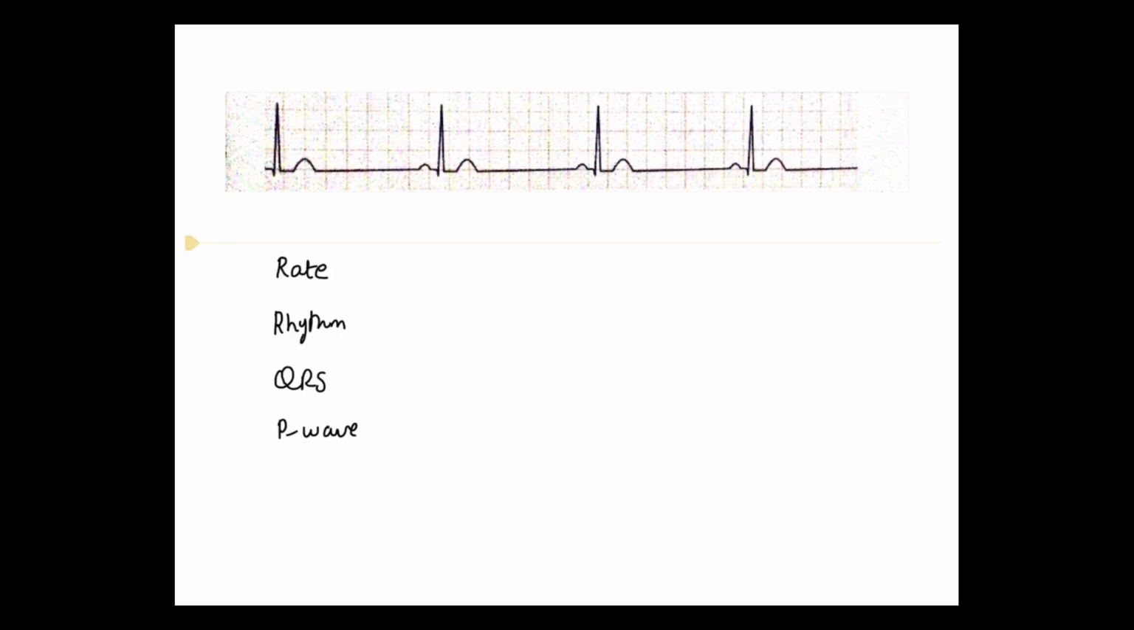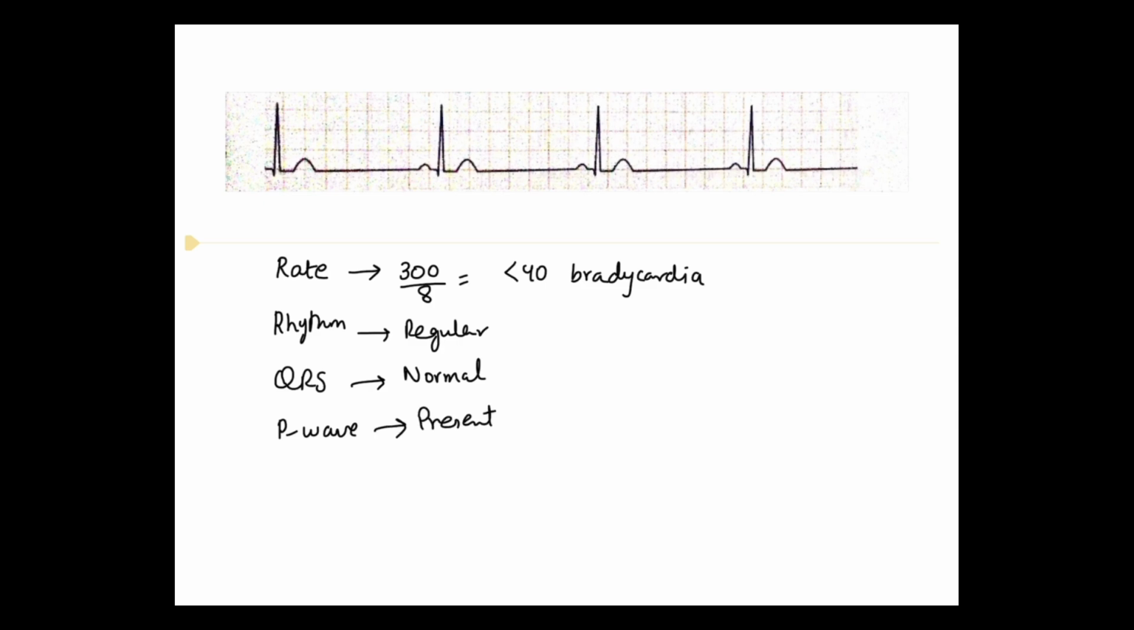Now just take a look at this. We will be doing the same thing. Let's calculate the rate first. It's regular, so 300 divided by 8, because there are 8 boxes, so it's less than 40, which means it is bradycardia. The next thing we need to look at is the rhythm, which is regular. Let's move on to the QRS complex, and it is normal as well. Let's look at the P wave. Can we see that? Yes, it is present. So based on this, we can call it sinus bradycardia.